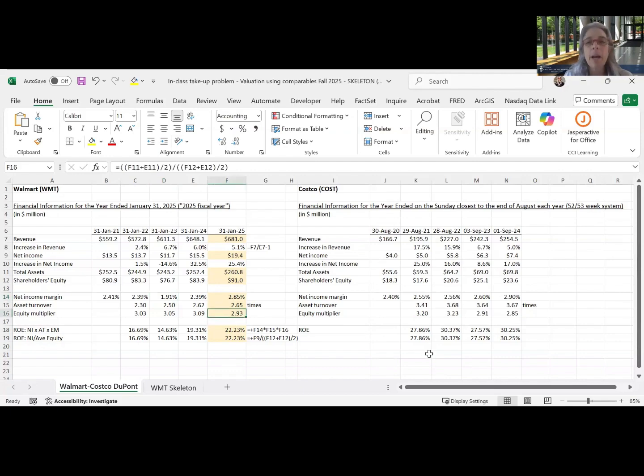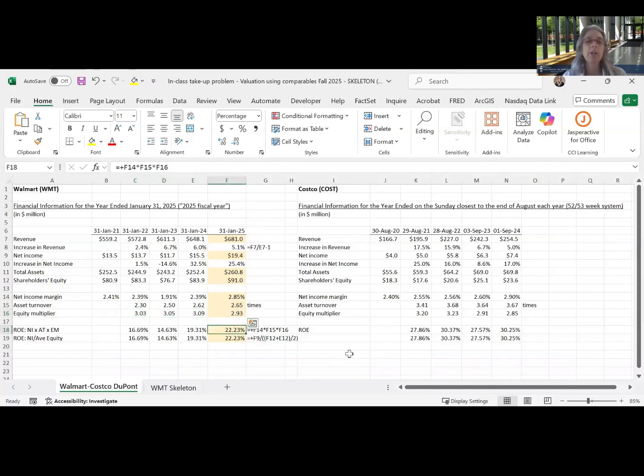And then equity multiplier, there's not much here. Equity multiplier is how much they are funded with debt, and they're kind of on a par with Costco. It's been fairly stable over the past few years, and not that different. So there's not much to talk about there.